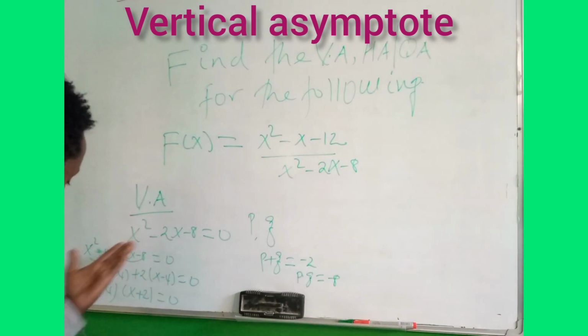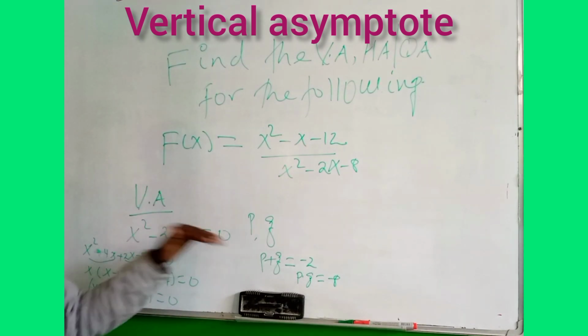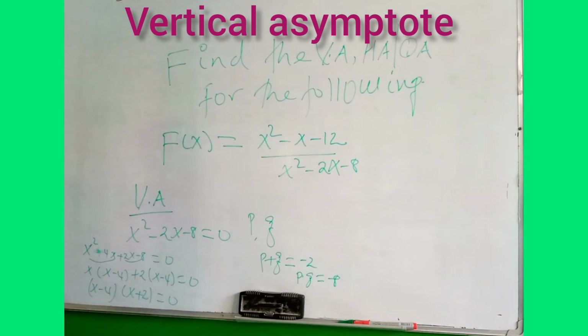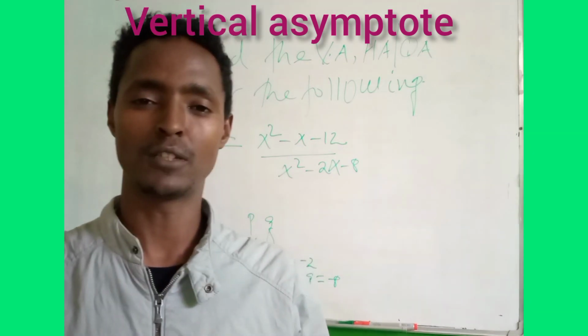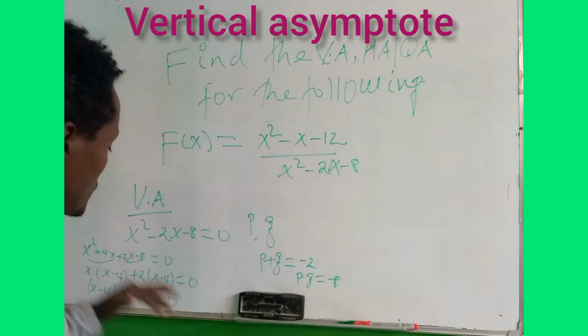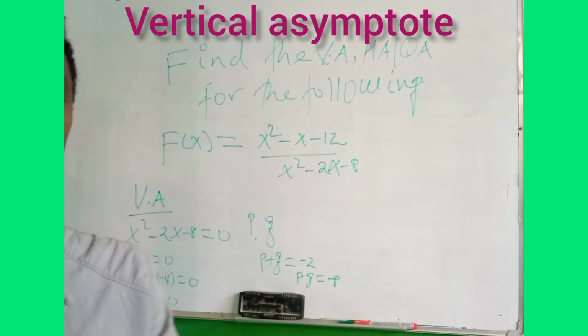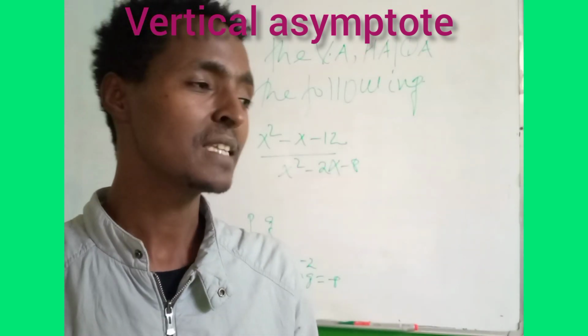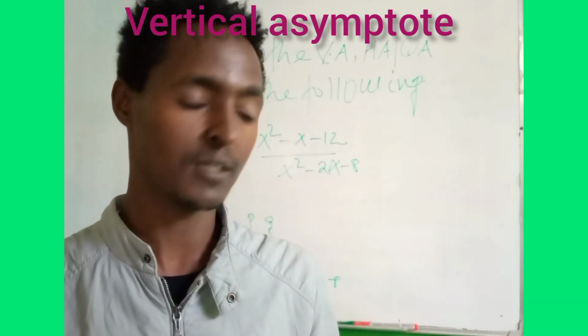So as you can observe, x squared minus 2x minus 8 is equal to 0 becomes x minus 4 times x plus 2 is equal to 0. And to get the value of x, you should remember the zero rule. The zero rule says that if the product of two terms, or two expressions, is 0, then at least one of the two must be 0.